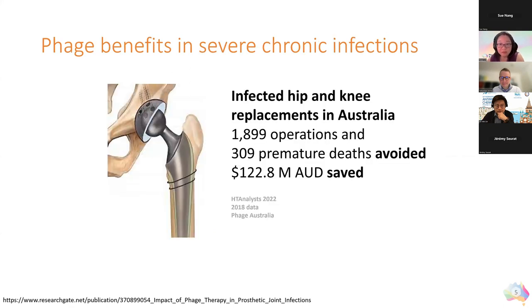The same independent modeling estimated that having phage available as a clinical service to treat infected hip and knee replacements in Australia would have avoided around 1,900 operations, 309 premature deaths, and saved a staggering 123 million in that year alone.